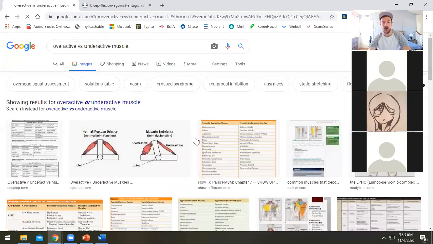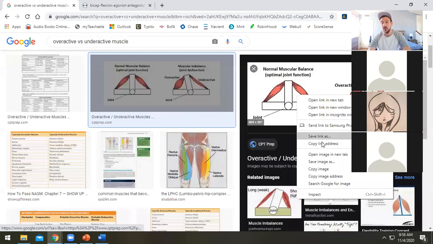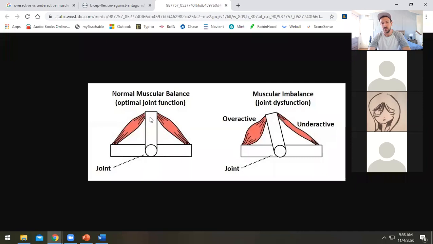When you look at an overactive versus an underactive muscle, ideally what we want to see is our muscles really balanced like this. But a lot of times, the main thing we're talking about in this overall course is how muscles are often overactive on one side of a joint and underactive on the other side of the joint. So you have a muscle that's pulling too much on one side and not enough on the other. And so that causes this weird funky angle here.